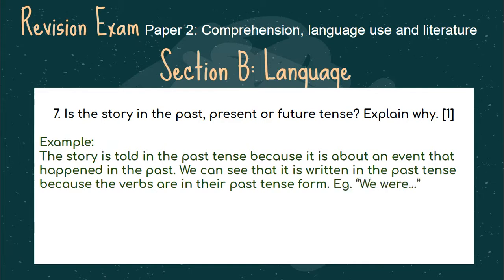There are many examples. They say, when we were, it was. So you could have given any example of a verb in its past tense form. They're going to give you a mark not for saying past tense, but for saying past tense and then giving an explanation. So you could have said something like, usually stories are told in the past tense because it's about something that happened in the past or something that happened previously. Or if you mentioned the fact that the verbs were in their past tense form.